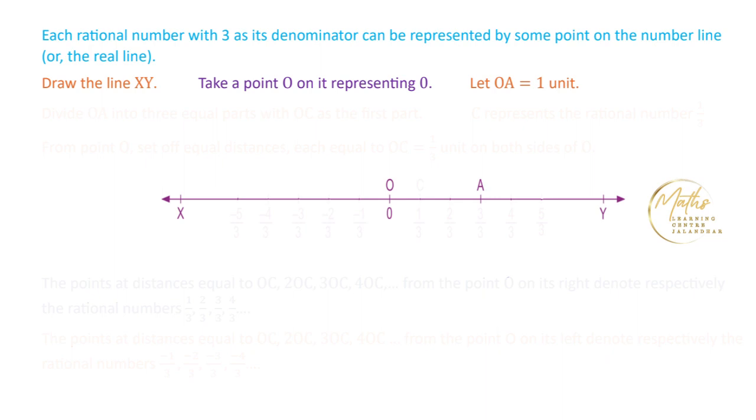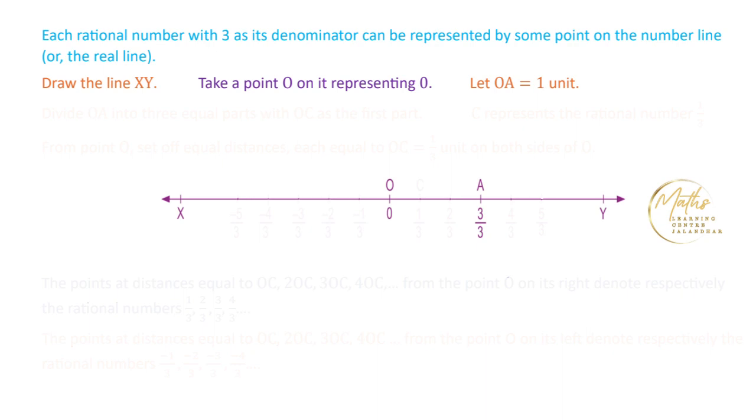Now we are talking about the numbers with the denominator 3. When we were talking about the natural numbers or the representation of integers, we were saying that this point A is representing the number 1. It is at the unit length. Now 1 can be represented as 3 by 3. When we are talking about the rational numbers with denominator 3, the equivalent form of 1 is 3 by 3. So we can write this 1 as 3 by 3.